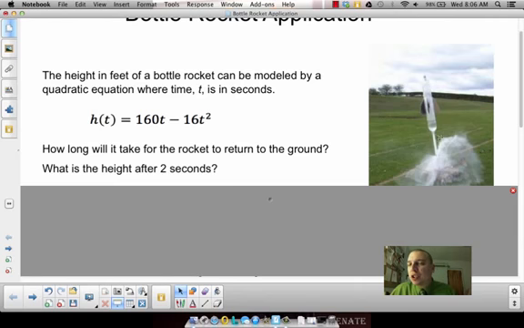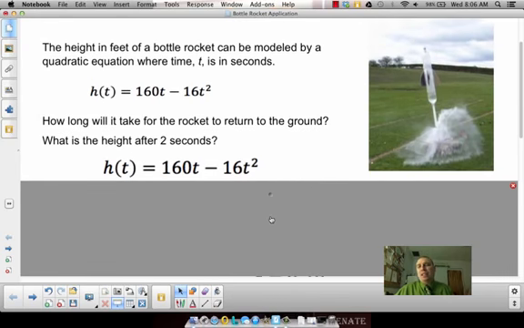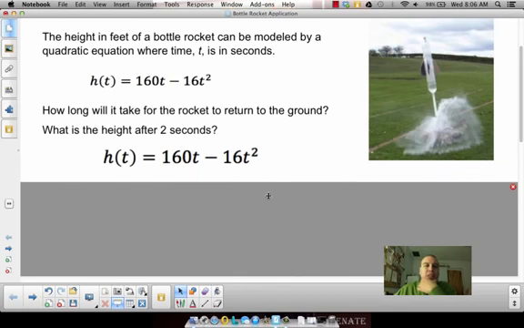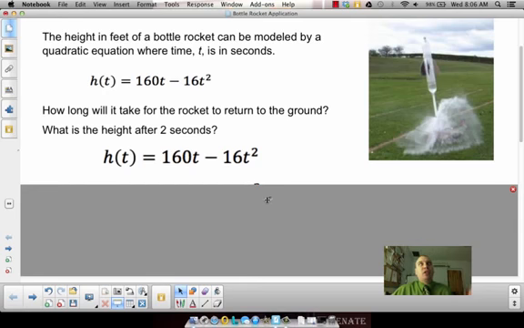So just looking at this, it's just a bottle rocket, some water, and... I don't know how high it's going to get. I wouldn't think it would get too high, but really, once again, I've never done this. So here's the equation that we have. When we say how long will it take for the rocket to return to the ground? Well, to return to the ground means that my height is 0. So I need to replace my height with 0.